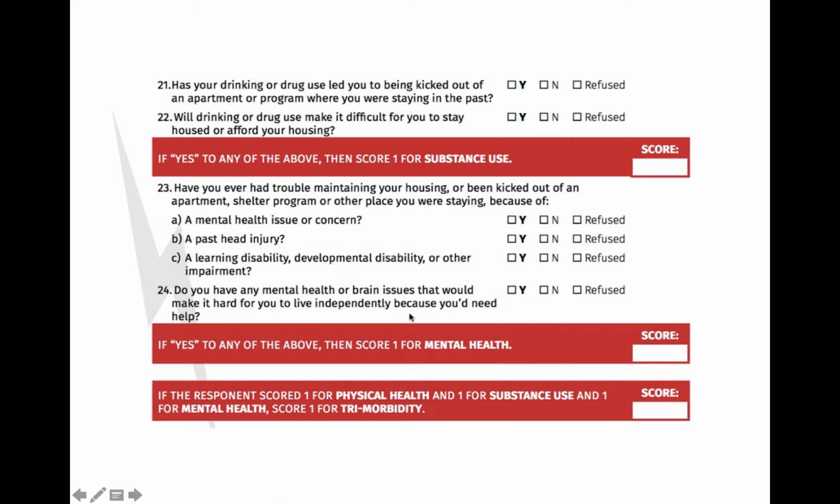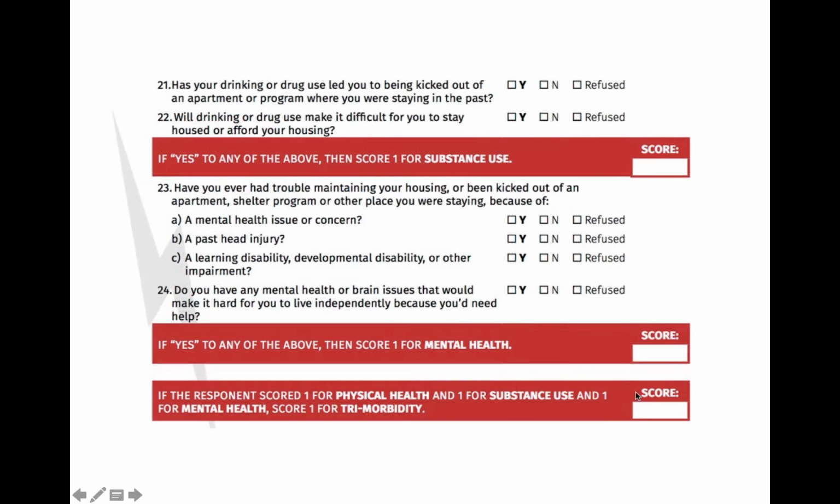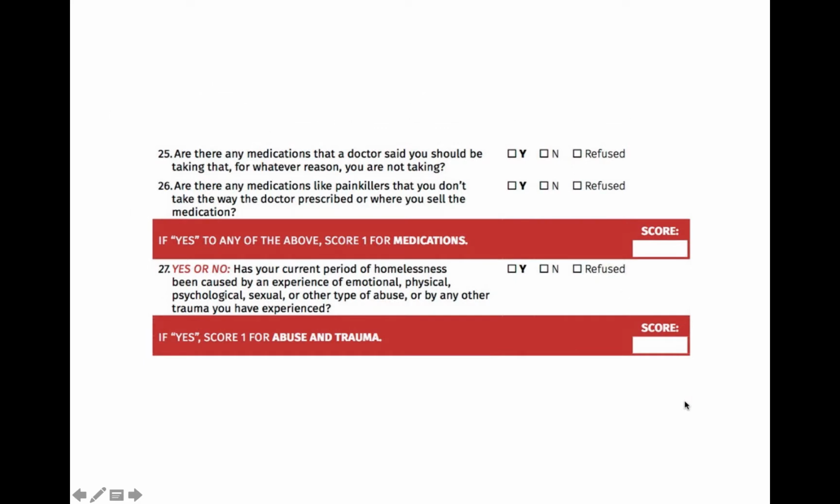And then if you're scoring this on paper for tri-morbidity and there was at least a 1 for each of these questions, then you'd put a 1 here. And for physical health on the previous slide, if there was a 1 here, a 1 here, and a 1 here, then you'd have a 1 here. The computer automatically scores this if you put it in HMIS.